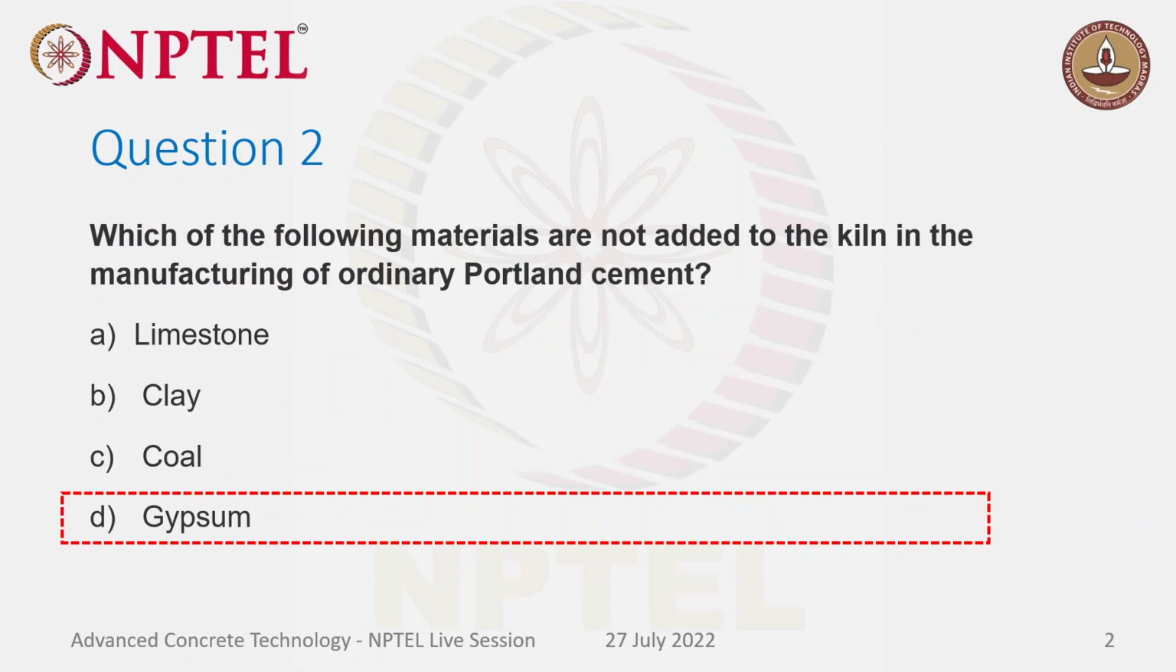So the answer is nothing but gypsum. It's not coal, because gypsum is added once the clinker is formed in the kiln. It is moved to the cooling chamber where it is cooled to form the clinker. So gypsum will be added once the clinker is formed, so it's not added to the kiln. Okay, so the answer is option D, gypsum.